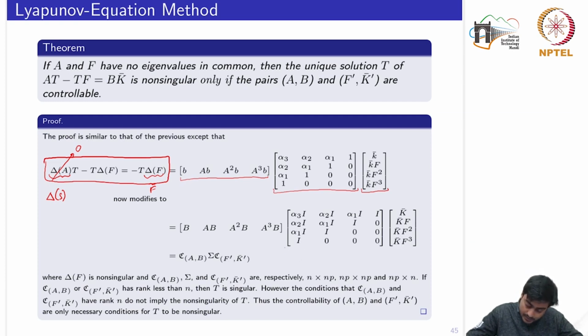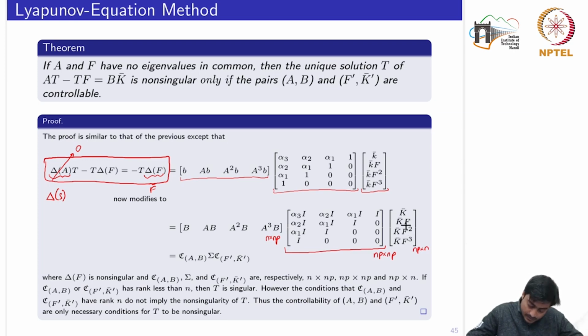Now this matrix would have a dimension np times np. This matrix would have the dimension n times np, and this matrix would have the dimension np times n. Also note that this is an upper triangular matrix, so this matrix would always be a non-singular matrix, and the determinant would be equal to 1. Now the rank of this matrix is n because it is controllable. The rank of this matrix would also be n.